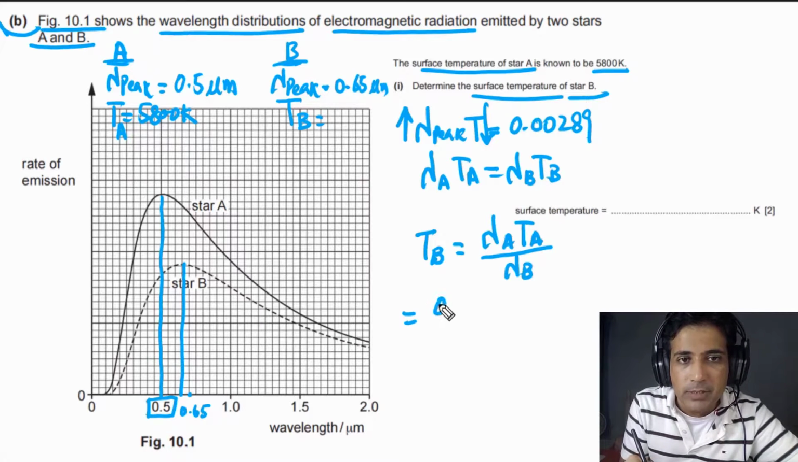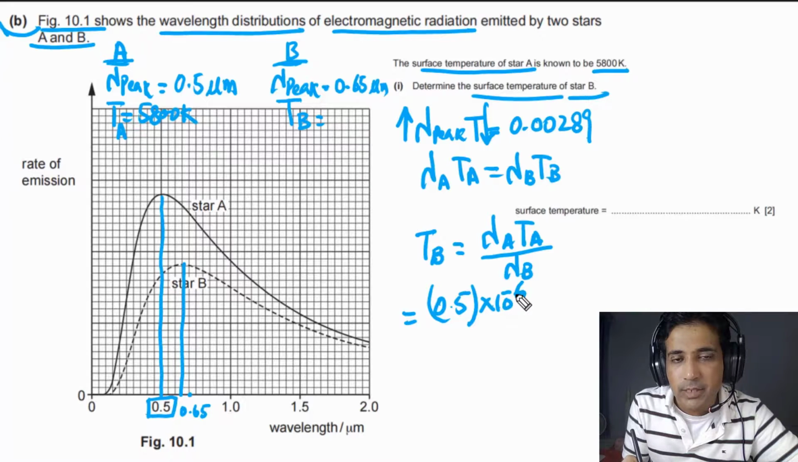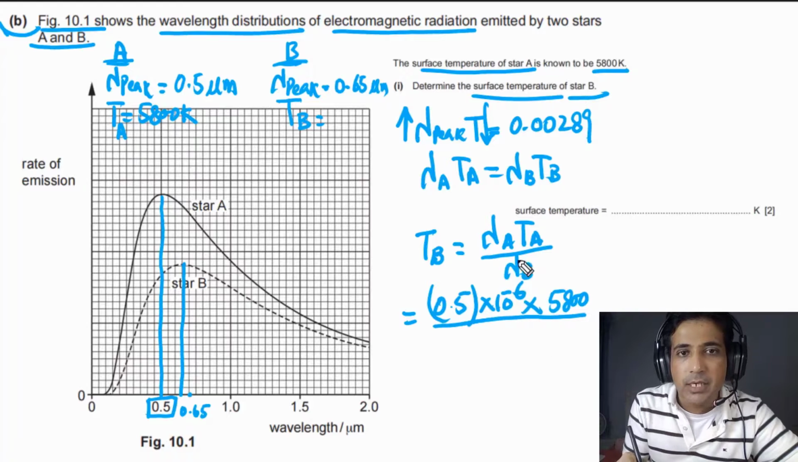Lambda A is given to us, that is equal to 0.5 micrometers. In this case, you don't need to convert units, but if you want to convert units into meters, that is very good practice. So we multiply with 10 to the negative 6, multiplied with the surface temperature of star A. The surface temperature of star A is given, that is equal to 5800, and this has to be divided by the peak wavelength of star B, that is equal to 0.65 micrometers. So we multiply with 10 to the negative 6.